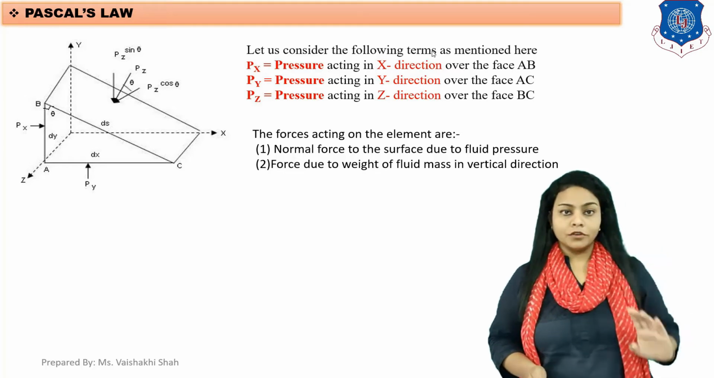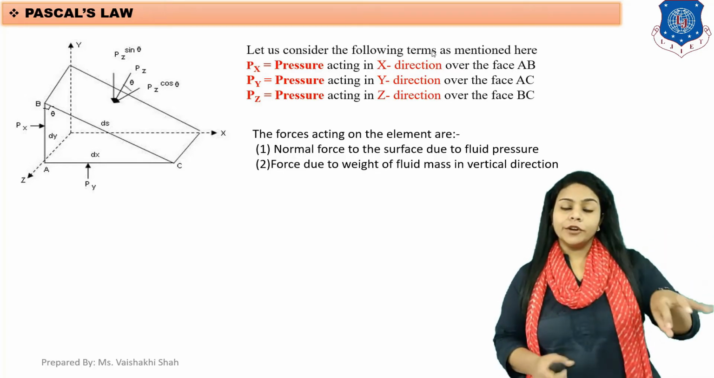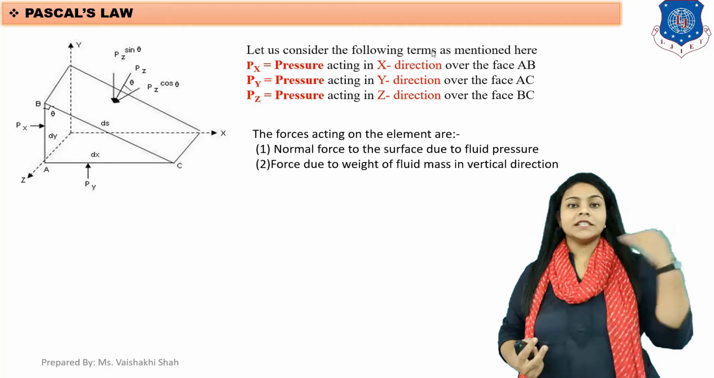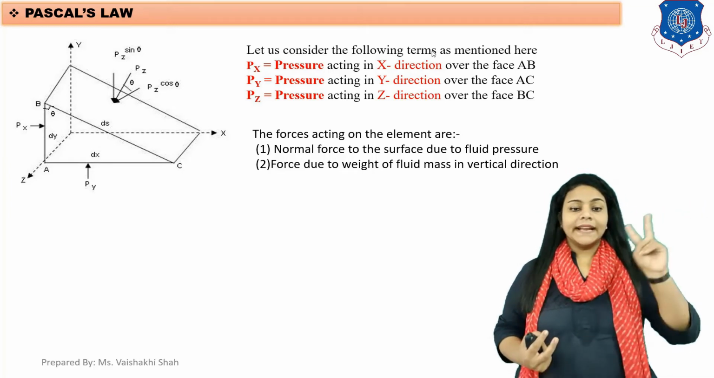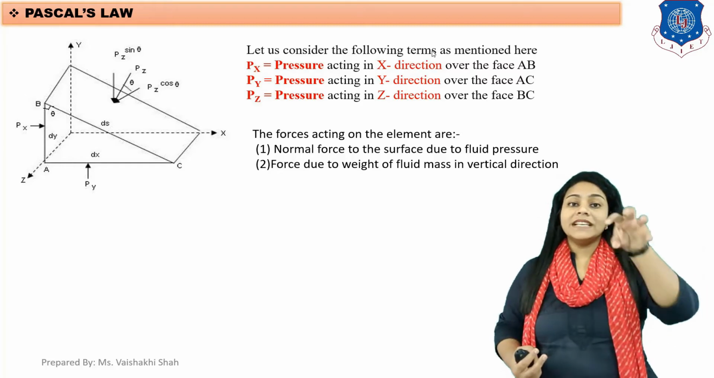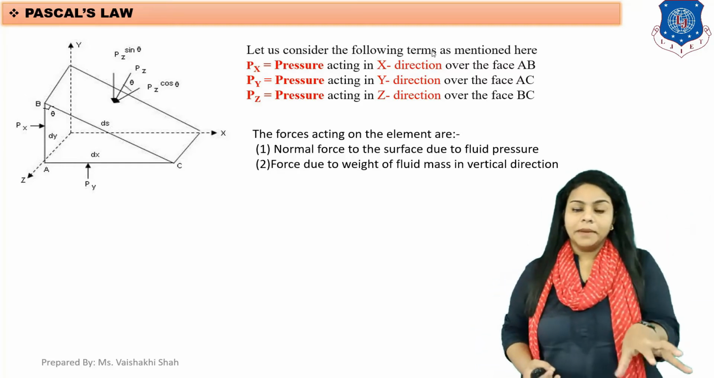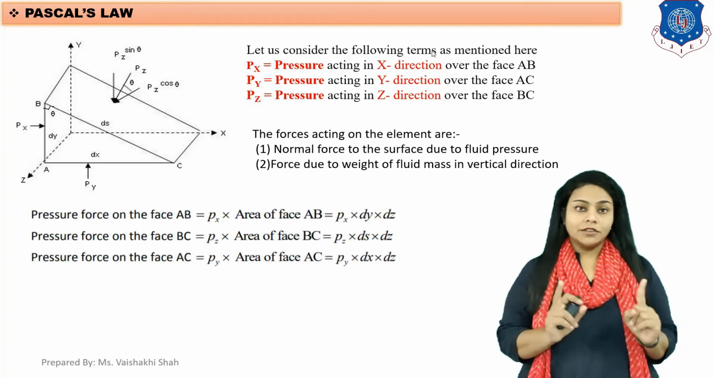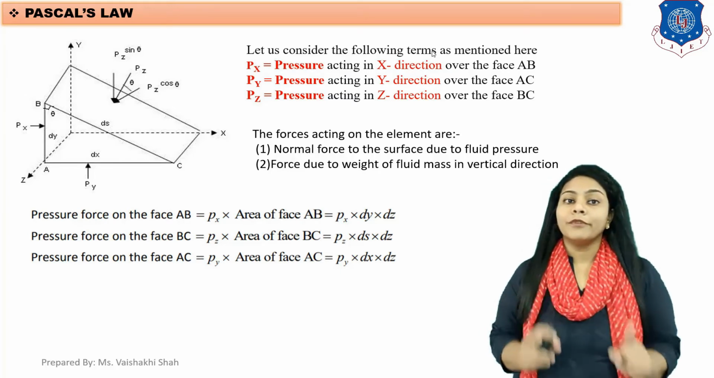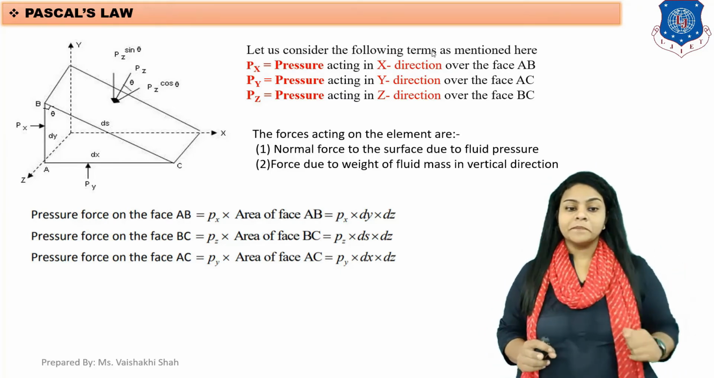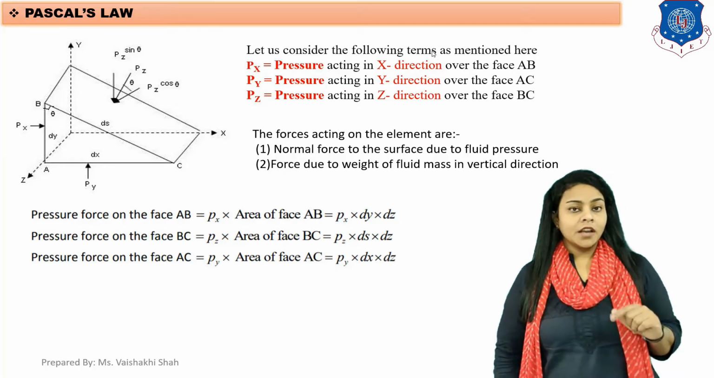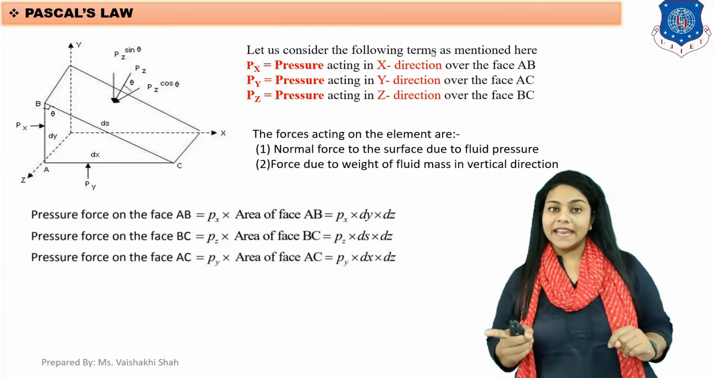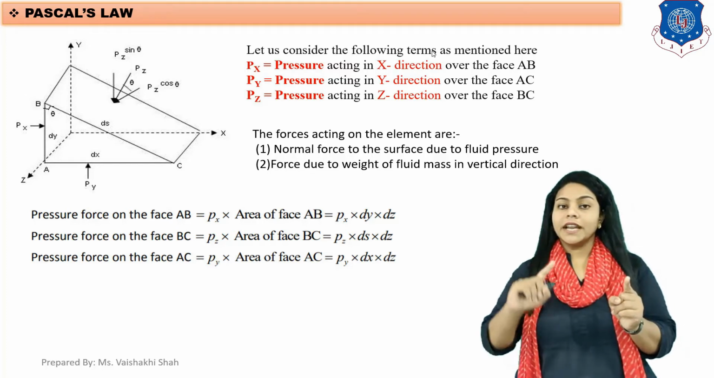Now, there are forces acting on this element. First is normal force due to pressure by the fluid. This element is surrounded by static fluid. So, the first force is pressure by the fluid, which is static. And second is force due to the self-weight of this element, which is in the vertical direction. Now, small p is your pressure and capital P is your force. What is the equation for force? Force equals pressure into area.